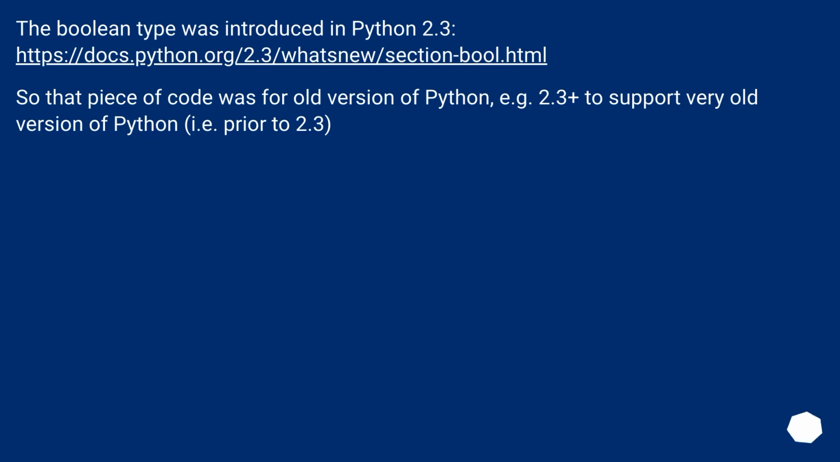The Boolean type was introduced in Python 2.3, this URL. So that piece of code was for old versions of Python, for example 2.3 plus, to support very old versions of Python, i.e. prior to 2.3.